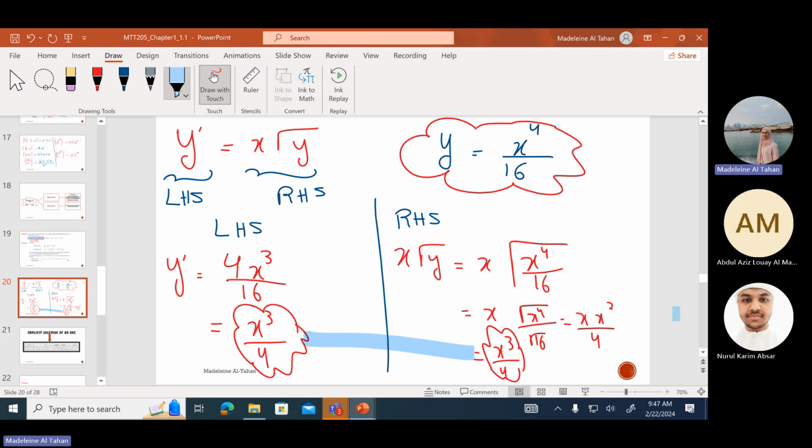Questions regarding checking whether it's a solution or not. How many tools do we have for solving? For solving later on, it depends on the order of the differential equation and on the type.